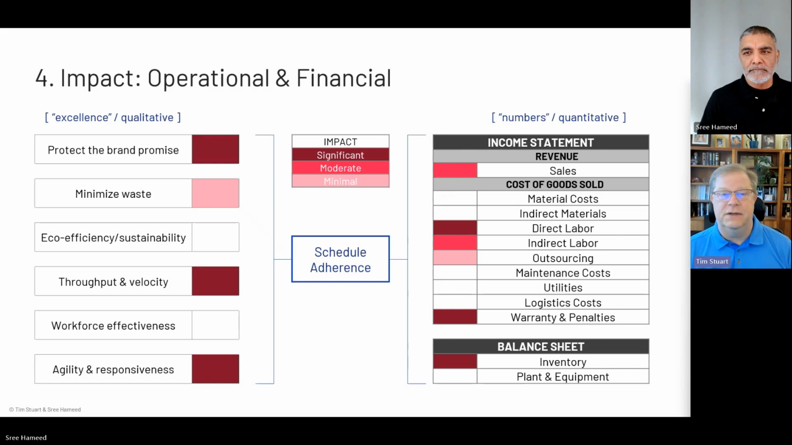And then from an inventory perspective, if you're having high variability in your supply from your supply chain, you carry more finished goods to buffer against that. So there's also a very high impact there. That is the business case for the key enablers to improving schedule adherence.